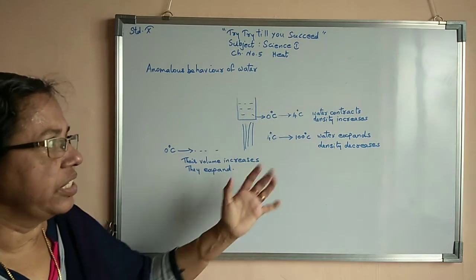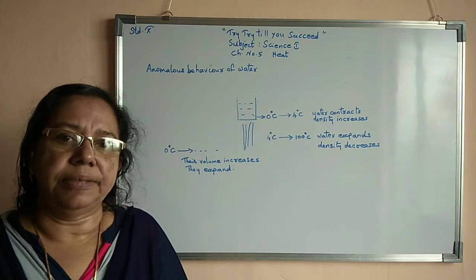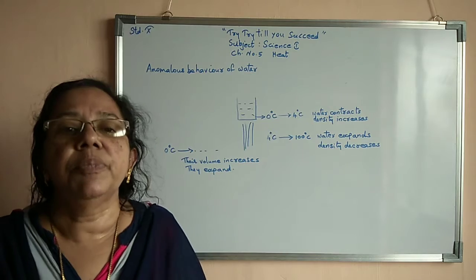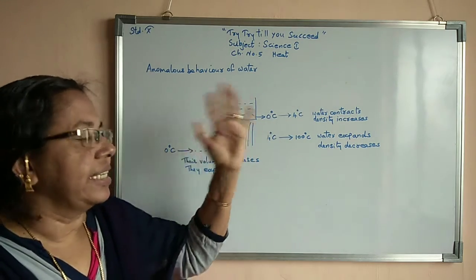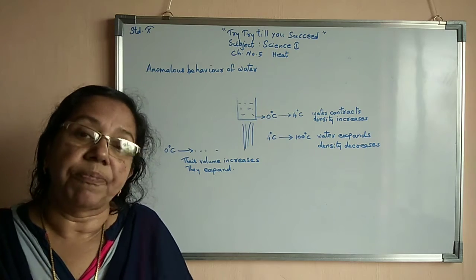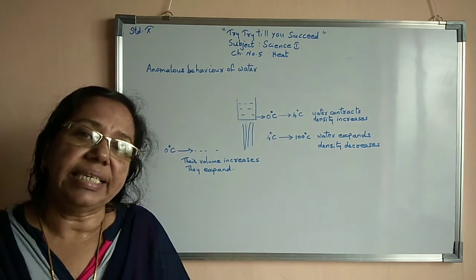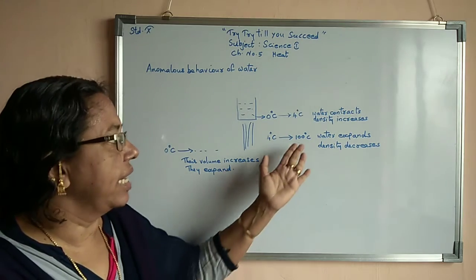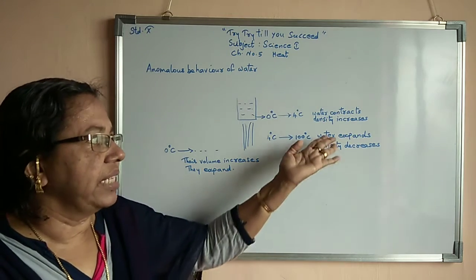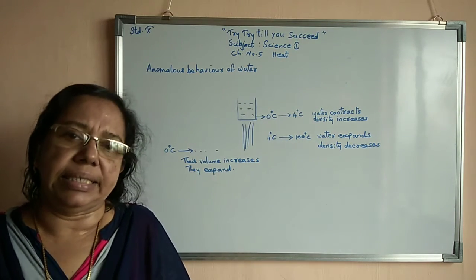But here in case of water, if we heat from 0 degrees Celsius till 4 degrees Celsius, it shows a remarkable property. That is, it contracts till 4 degrees Celsius. Afterwards, if we keep heating it, its size increases. We can say that water expands. At the same time, as its volume increases, its density decreases.